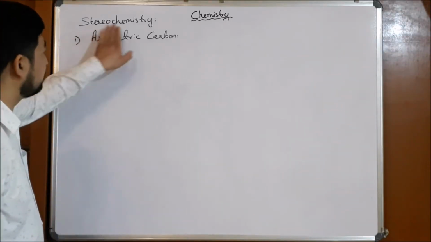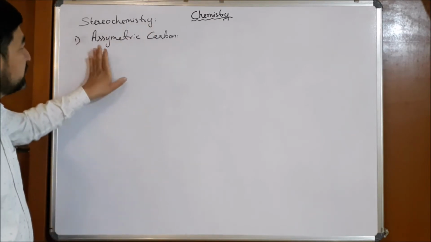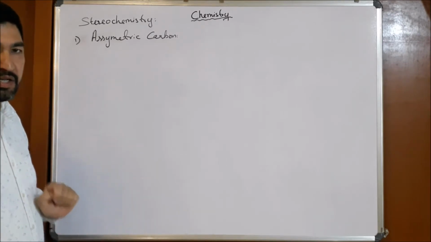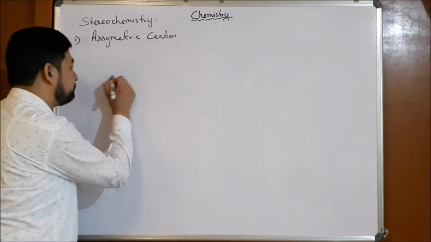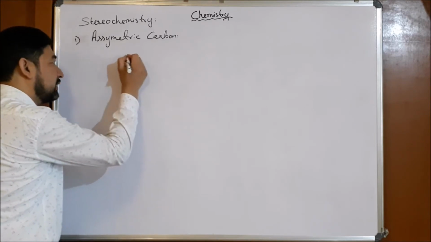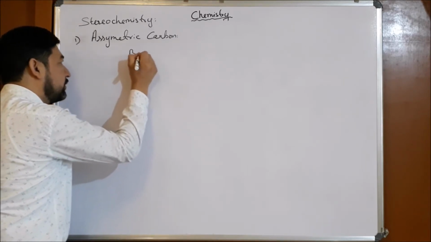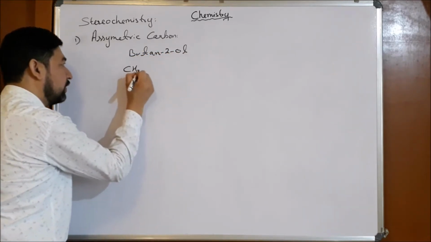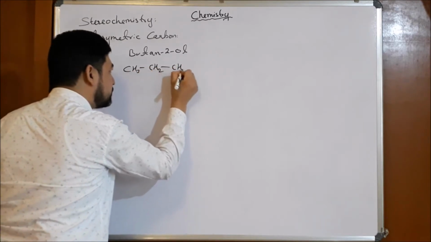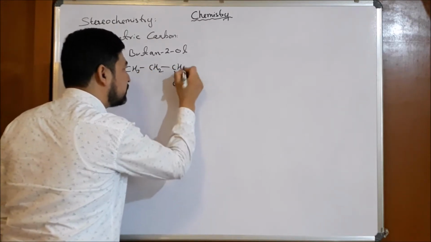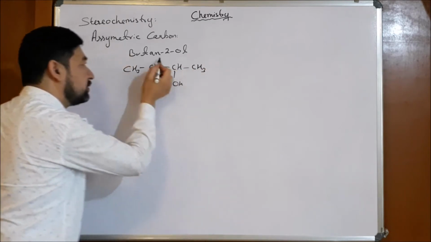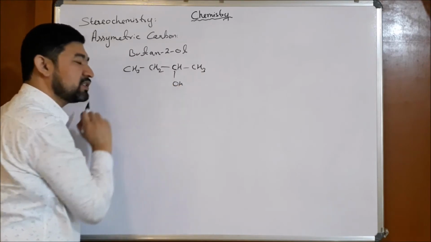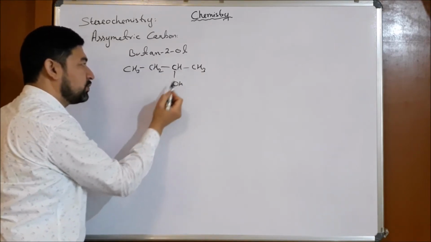Students, today we learn about stereochemistry, in which we will first deal with asymmetric carbon. Asymmetric carbon means the carbon having 4 different substituents. For example, if I take butan-2-ol, the formula is CH3-CH(OH)-CH2-CH3. I am talking about this particular carbon. This carbon is an asymmetric carbon because it has 4 different groups.